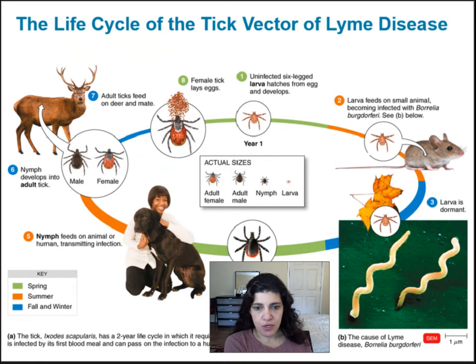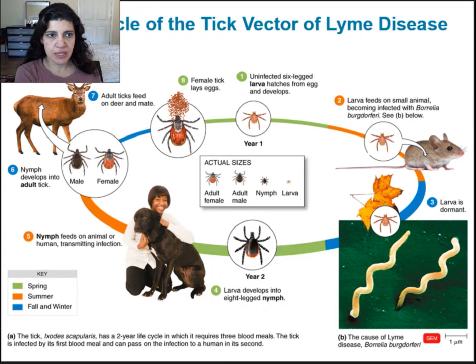So this is the cycle for Lyme disease. It starts with a little baby larva. This is the tick that has the Borrelia, the bacterium, and they infect mice, right? In this baby larva in the mouse it is dormant, and then they grow in specific seasons. Usually in the spring, you see how the color code here for green is spring. In the spring, the larva develops into an 8-legged nymph.